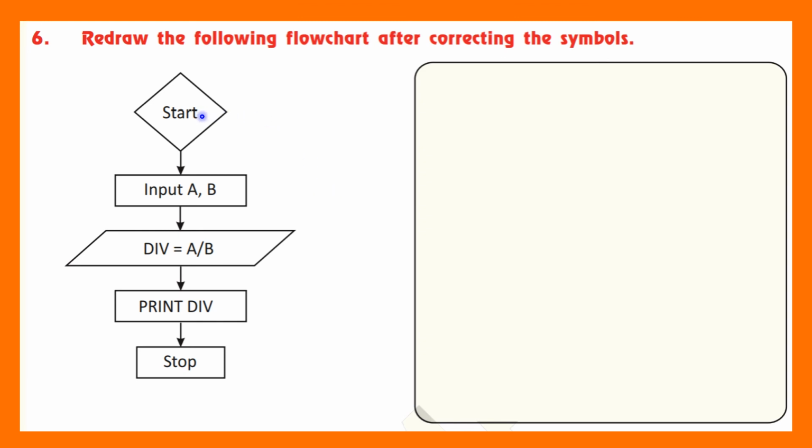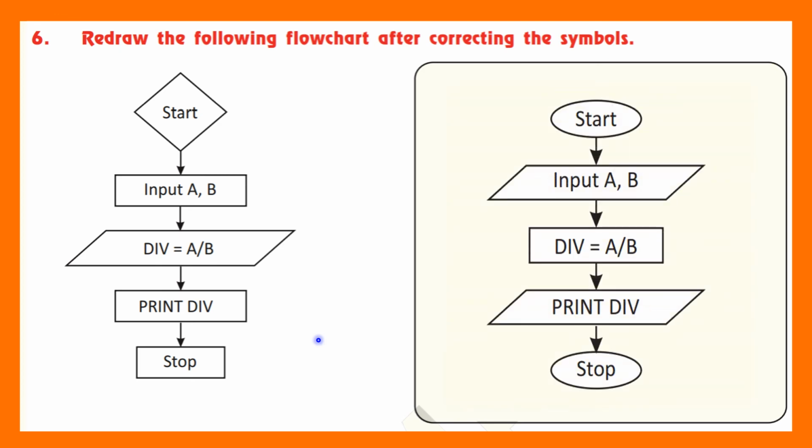As you can see, this symbol is wrong. For the input values, the wrong symbol is used. For the calculation, again wrong symbol is used. For printing the division, this process box is used, and for showing the end of the flowchart, this again rectangle box is used. Now let's see how the correct flowchart will be. So this is the correct flowchart with the correct symbols used.